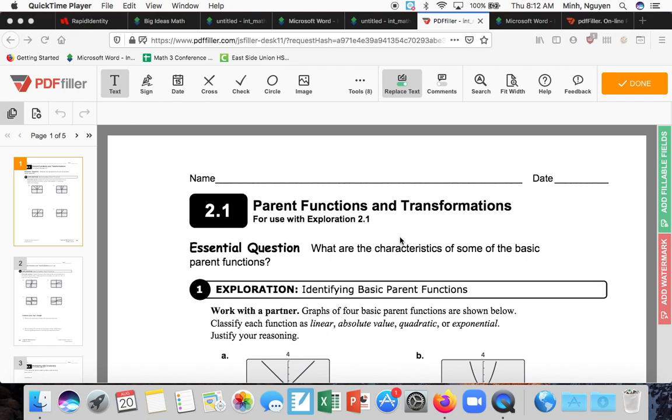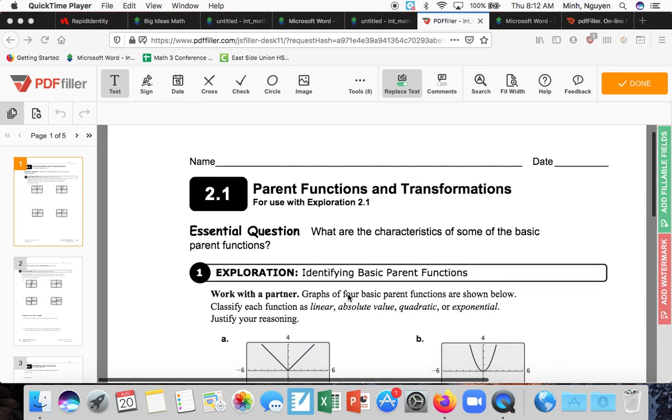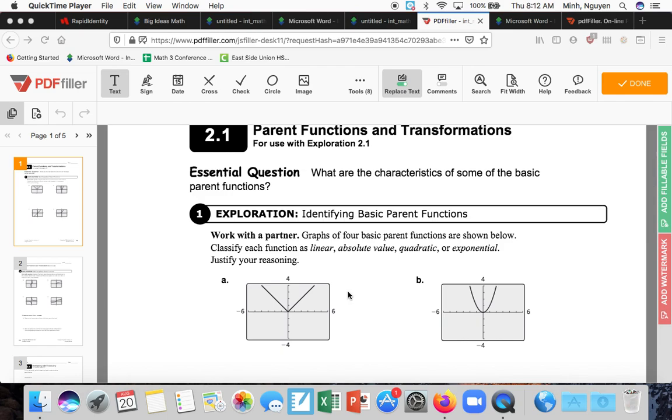Alright guys, we're on page 23 of your student journal. Working on Math 3, section 2.1, parent functions and transformations. So what are the characteristics of some of the basic parent functions? Graphs of 4 basic parent functions are shown below. Classify each function as linear, absolute value, quadratic, exponential.